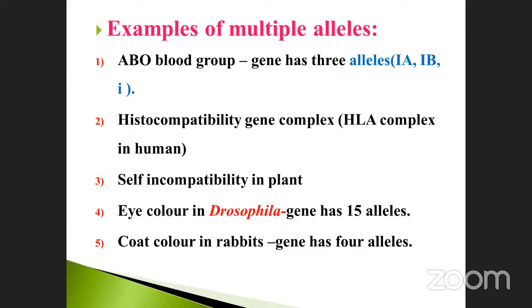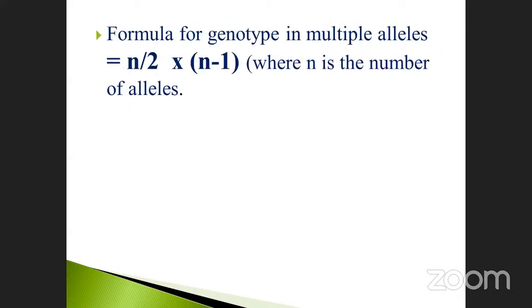Multiple alleles, these are the examples: ABO blood group, histocompatibility, self-incompatibility, eye color in Drosophila, coat color in rabbits. So how many alleles are present in each? Suppose you want to know, here are the 3 alleles, isn't it? For the other two, just go through Google and you will get the idea if you want more information.